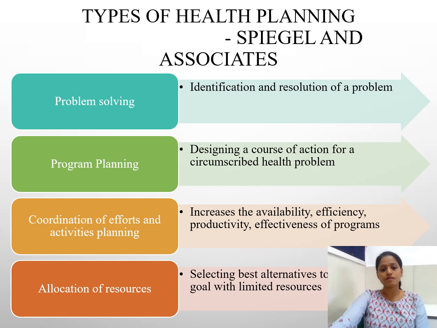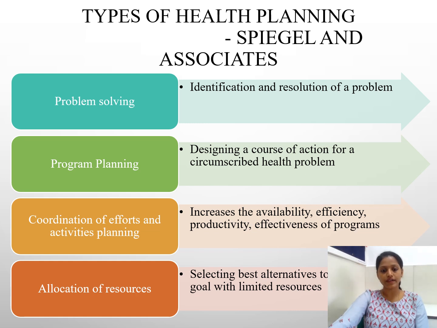And the next one is program planning. This is about designing a particular course of action for a circumscribed health problem. For example, we can say planning a program such as school-based fluoride mouth rinse program for children. That is a program, so it comes under this category.